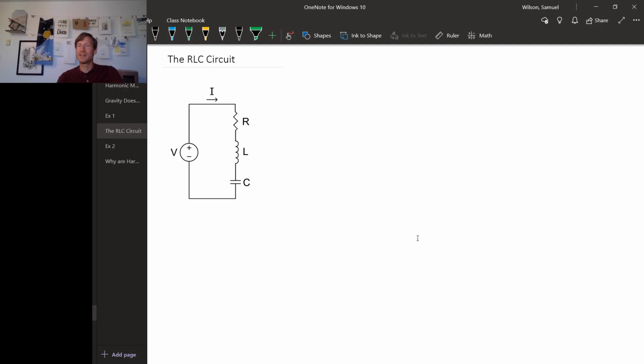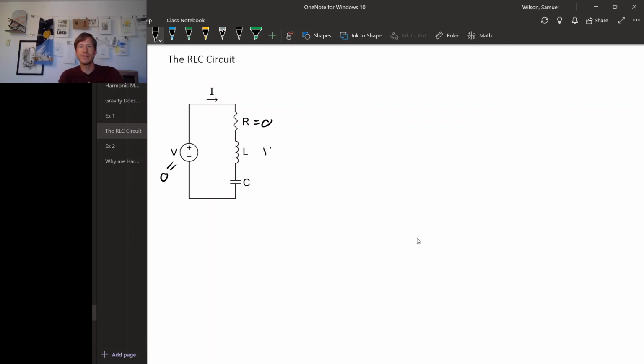There's a second system that exhibits the same sort of oscillating behavior as a mass hanging from a spring, and that's a circuit that has some components in it. So what we need to get this oscillatory behavior is, first of all, we don't need a voltage source. We'll look later at what happens when you have a voltage source. We don't need a resistor either, it turns out. You just need an inductor, which is some sort of coil of wire.